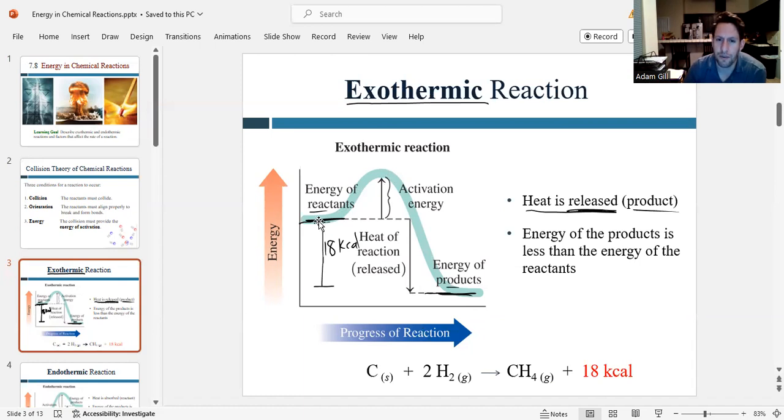So you always need a little bit of activation energy for a chemical reaction, and then it's all downhill from there. And so this is an exothermic reaction where heat is released.